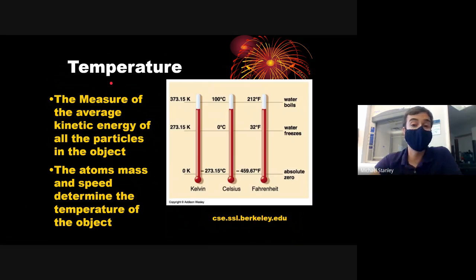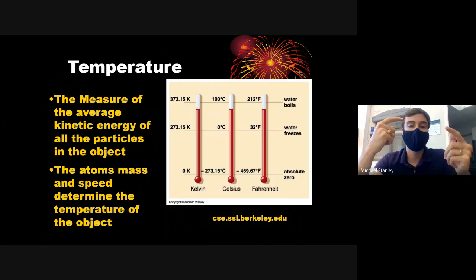But what temperature actually is, is the measurement of the average kinetic energy of all the particles in the object. Meaning the temperature is basically measuring how much energy or how quickly the particles in a specific object are moving. So the more movement that you get, the more the particles are able to move around, and the quicker that they're moving, the higher your temperature.